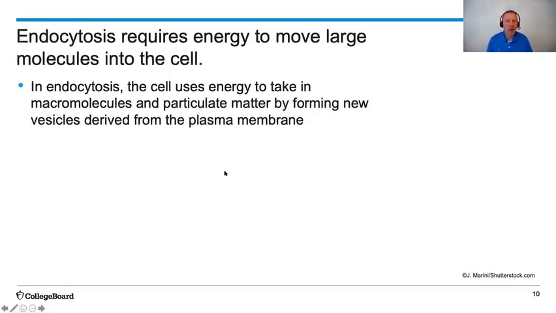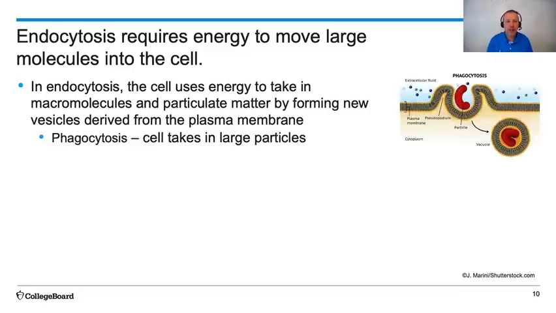So talking about smaller molecules, what about large molecules, such as large macromolecules? What do the cells do with those? Well, in endocytosis, the cell uses energy to take in macromolecules and other matter by forming new vesicles derived from the plasma membrane. And there's three types. The first type is phagocytosis. It's where the cell takes in a large particle, which you can see on your screen.